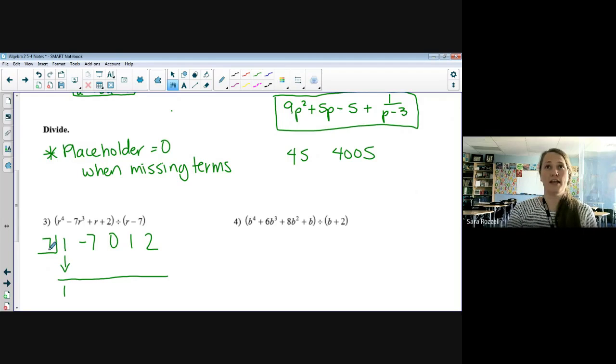1 times 7 is 7. Add them together. -7 plus 7 makes 0. 0 times 7 is 0.